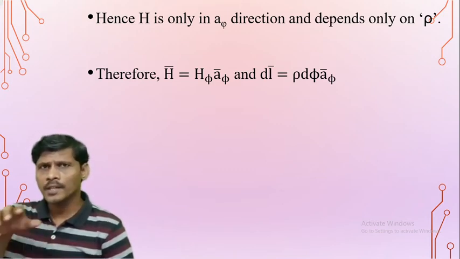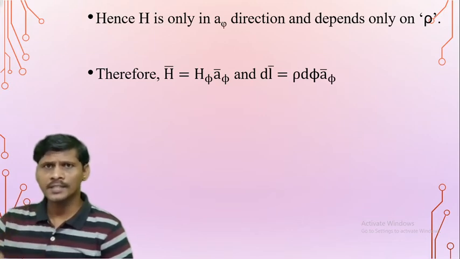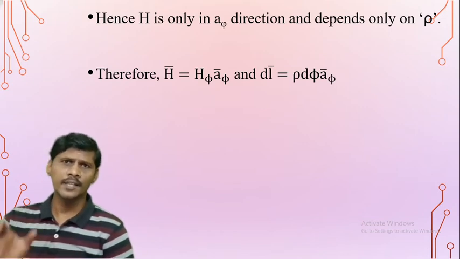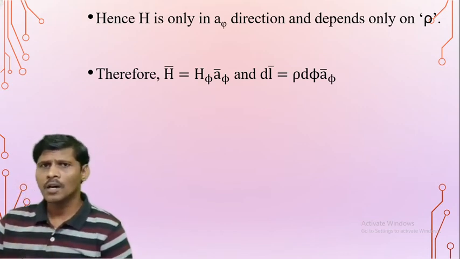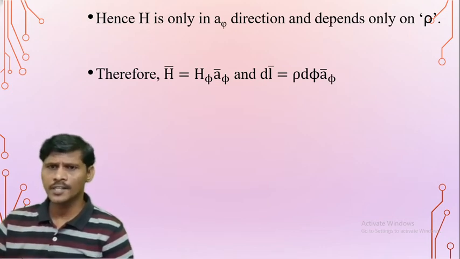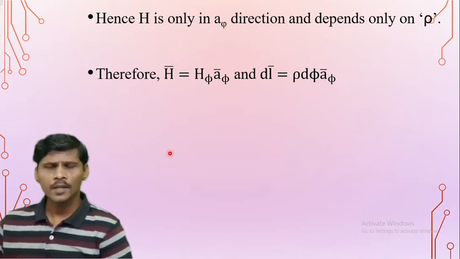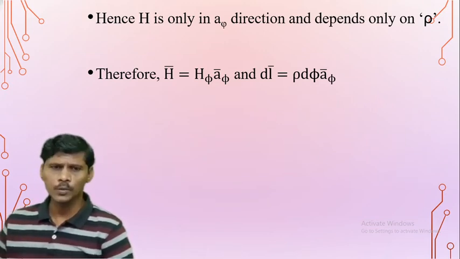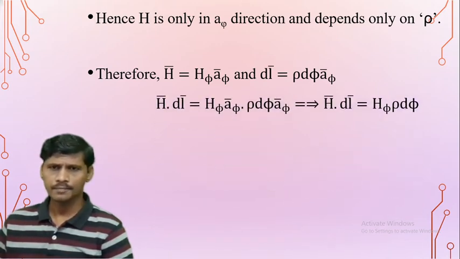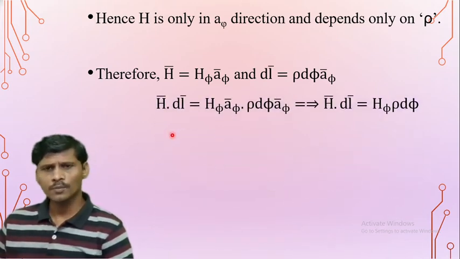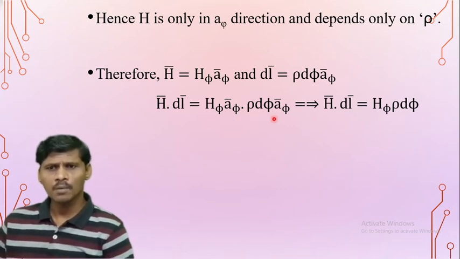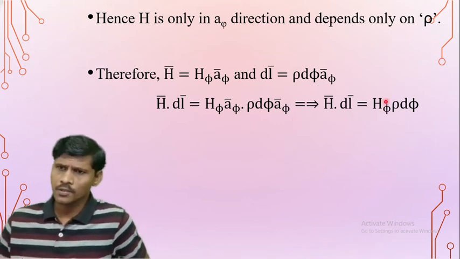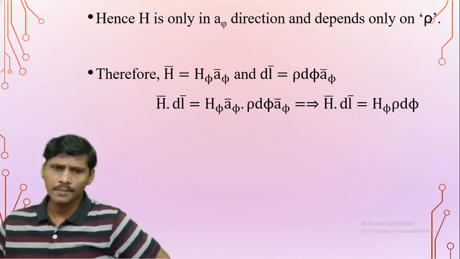At any point on the Ampere path, consider the point P. At that point P, the direction of the magnetic field intensity H bar and the direction of the differential vector dl bar are in the tangential direction, that is, the a phi bar direction. Therefore, H bar is equal to H phi into a phi bar, and dl bar is equal to rho d phi into a phi bar. Now take the dot product of H bar dot dl bar: H phi a phi bar dot rho d phi a phi bar. We know that a phi bar dot a phi bar is 1, so that is equal to H phi rho d phi.